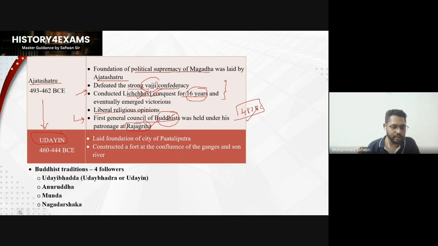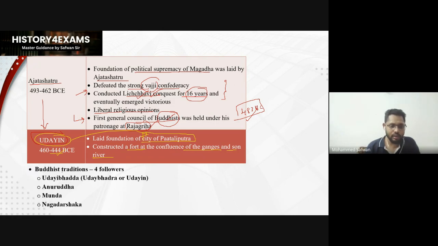Another most important king is Udayin. Udayin, very important, till 444 BC. He laid the foundation of the city of Pataliputra. So the city of Pataliputra was actually built by this person. You have to learn such kind of unique and exact facts. He constructed a fort at the confluence of the Ganga and Son River. Just this much information is enough.